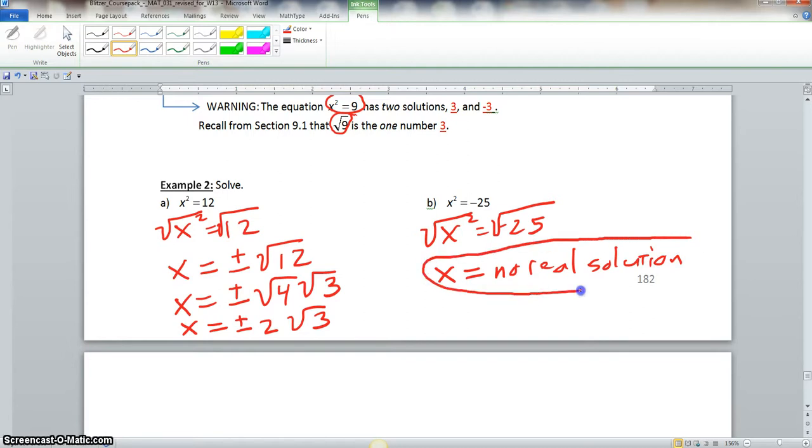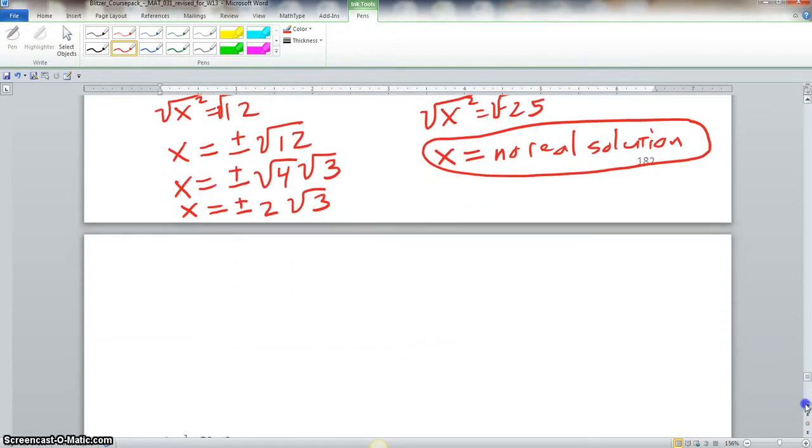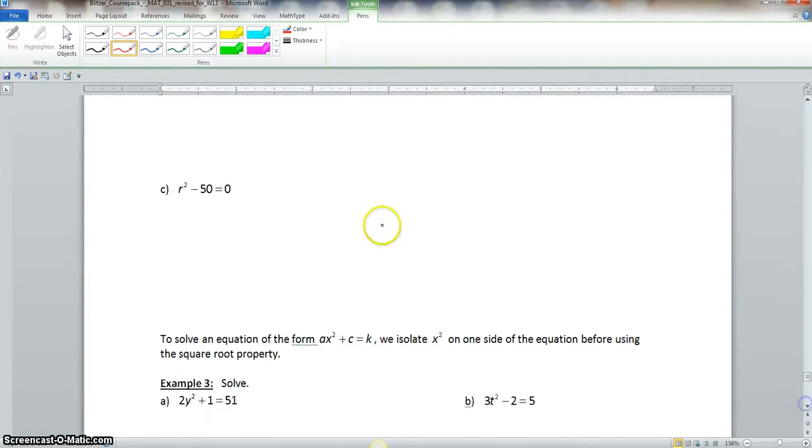So that is your final answer. There's no real solution. Now, we come down here to C. Now, with this problem here, we have to get the r squared by itself first. So we will add 50 on both sides. So we have r squared is equal to 50.